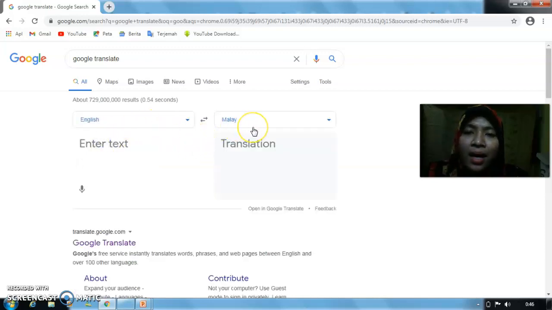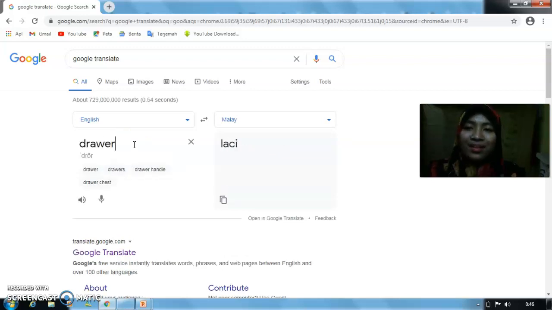Okey, sebelah kanan pula bahasa yang awak nak tahu maksud perkataan tersebut. Of course lah bahasa Melayu kan. Okey, bahasa Melayu ni Malay dia dah siap-siap tulis kat sini. And then key in the words you want to know the meaning of. Draw. Okay. Kat sini dah automatic dah tulis laci. Kalau awak nak dengar pronunciation pun boleh. Dekat gambar speaker ni awak boleh dengar bunyi yang betul. Okay, I hope it helps.